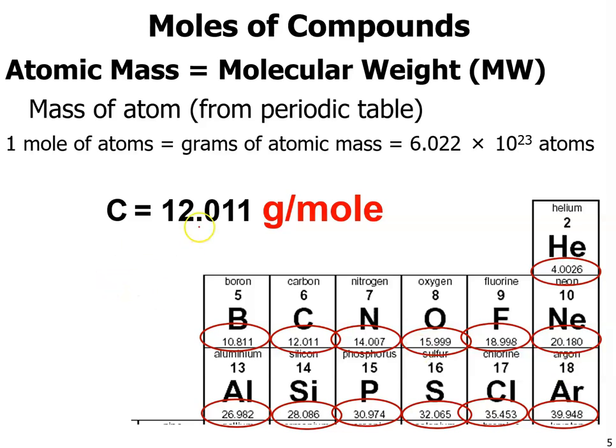So 12.011 grams is equal to a mole. This is our conversion factor that we're going to be using. And we're going to use all of these conversion factors on the periodic table to start solving problems.